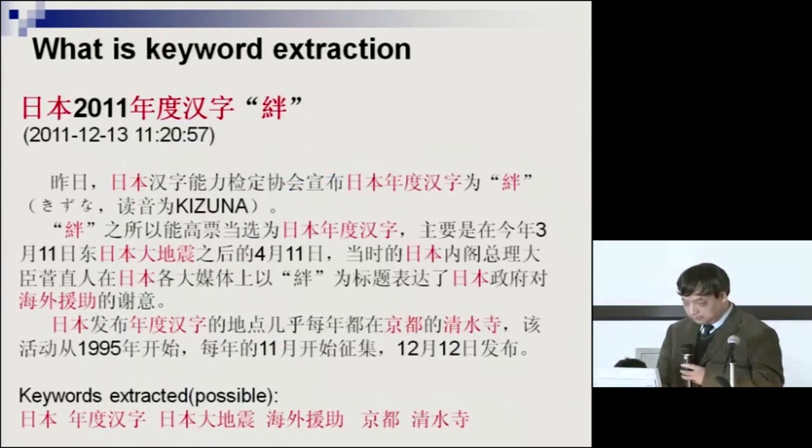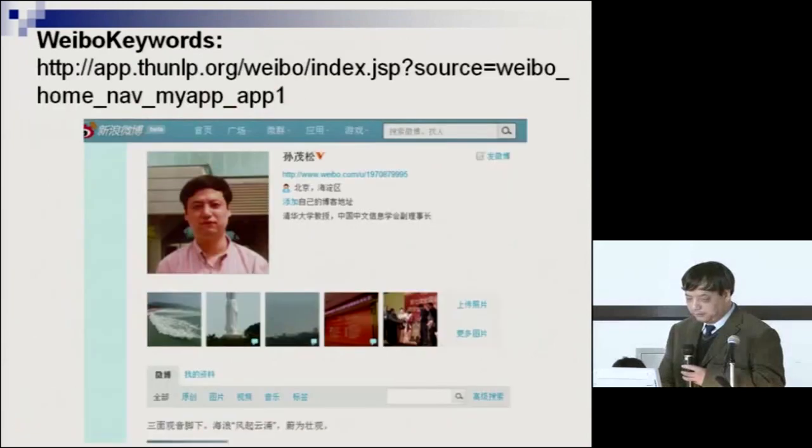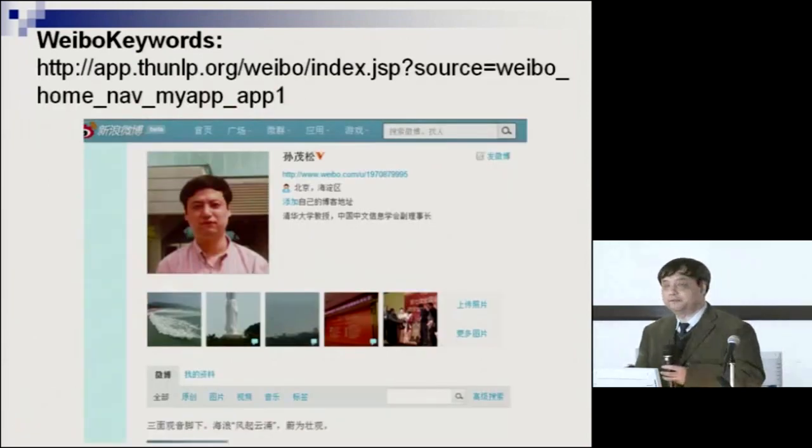We have done some work in keyword extraction, and to test the performance of the system, we also constructed an application on the Sina microblog website. Sina is similar to Twitter. It is the largest microblogging system in China, and its users should be over 1.2 billion.